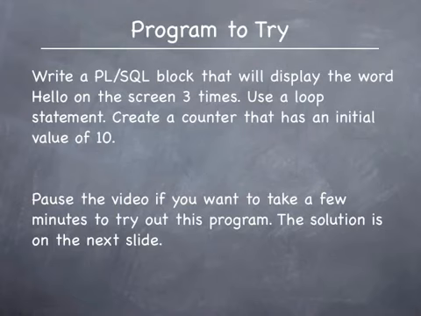On this slide is a program for you to try. You may pause the video for a few minutes and attempt the program, which is to write a PL/SQL block that will display the word hello on the screen 3 times. You're expected to use a while loop construct. There is a slight difference between this program and the one that I explained on the previous slide. Here you're expected to set the variable that will behave as a counter to an initial value of 10. That's the first value that the counter should be, 10. Think of what you must do to ensure that with an initial value of 10, the program should display the word hello 3 times.